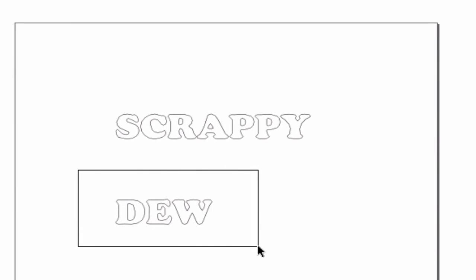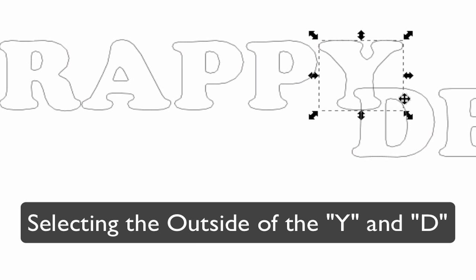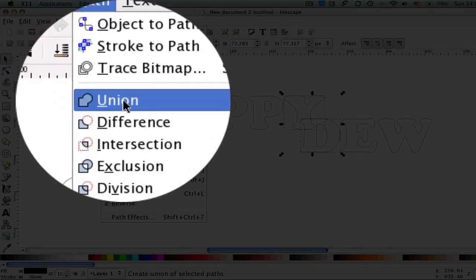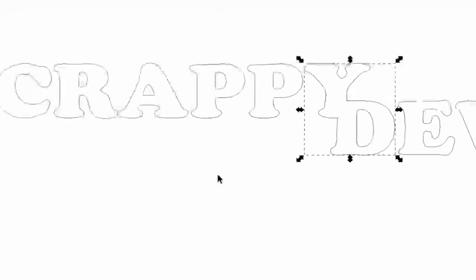What I'm going to do next is draw a box around the text DEW, and I'm going to stick it right there on the Y. Now, if I zoom in here, you can see that if this were to cut, it would cut a small corner right there. So in order to weld this together, you can do it several ways. What I'm going to do now is select the Y, select the D, and hit Path, Union, and it just welded those letters together, keeping the inside cut.